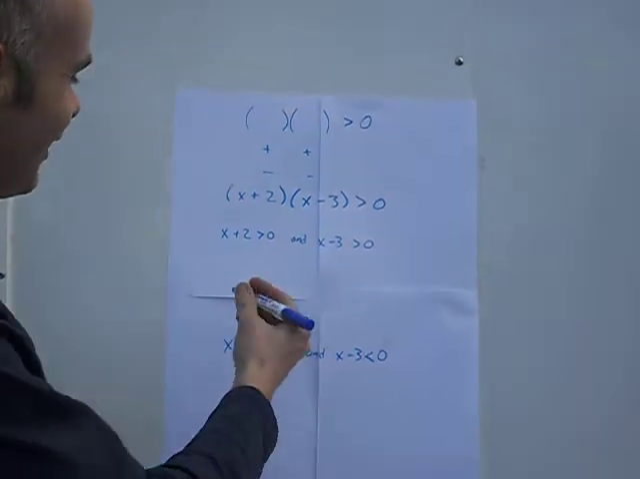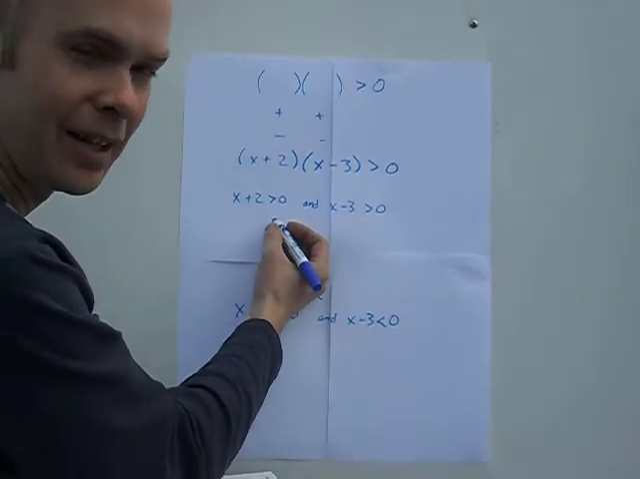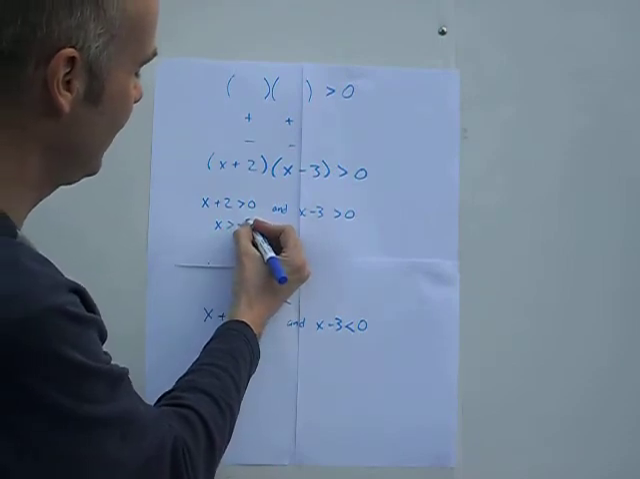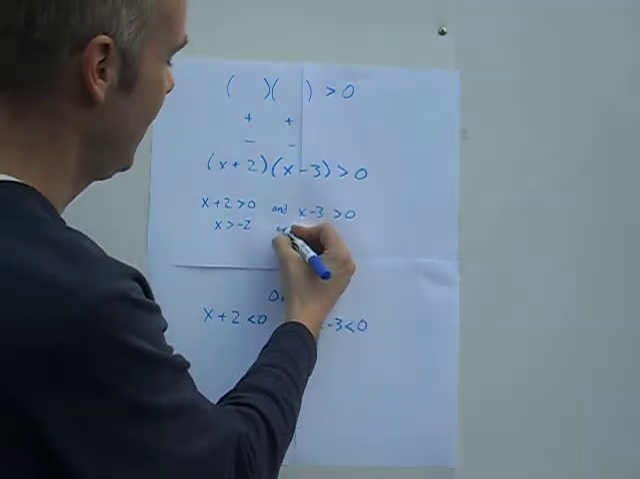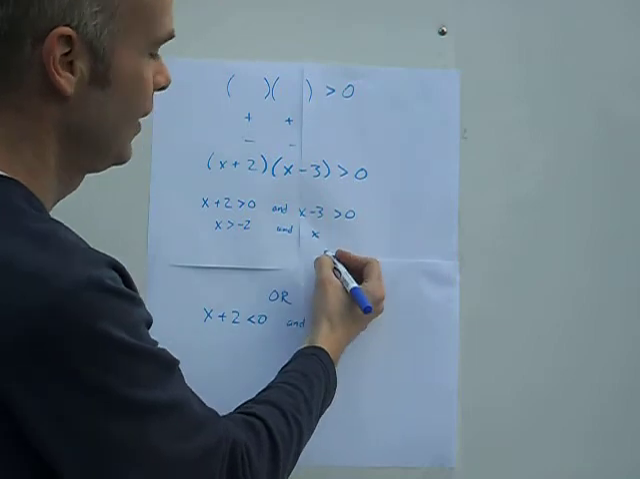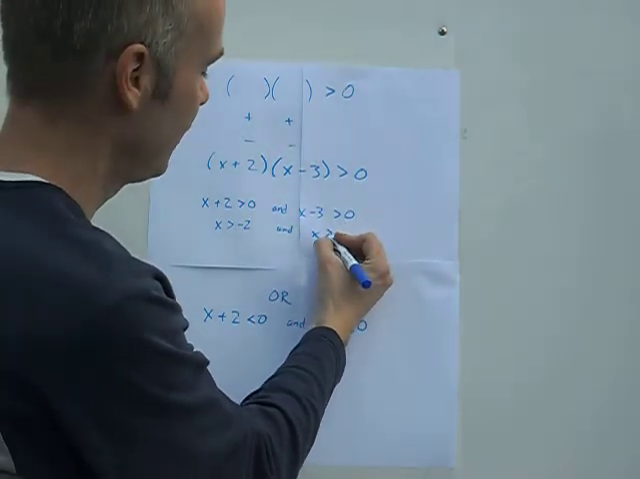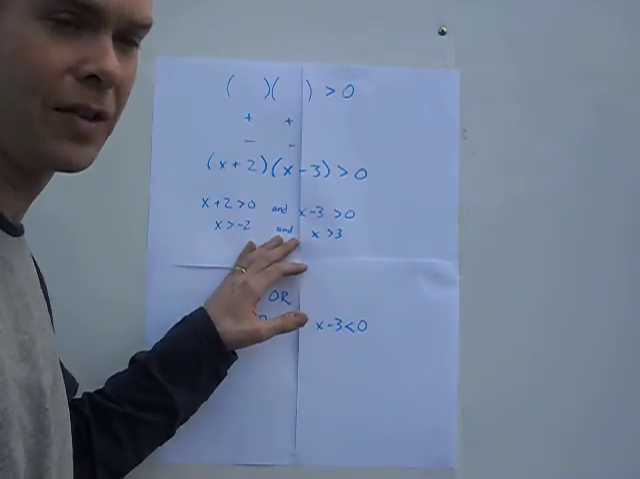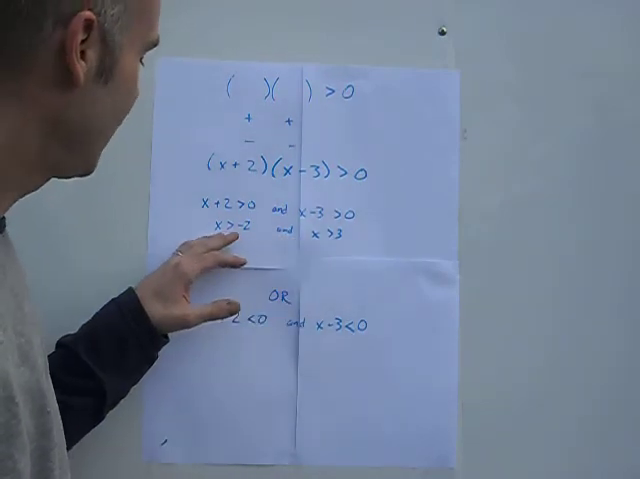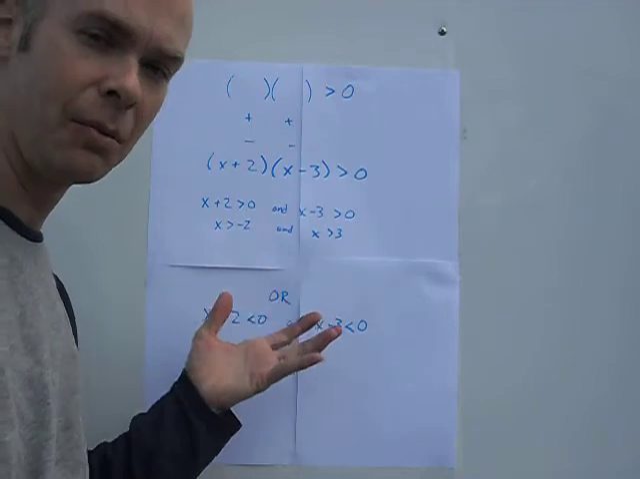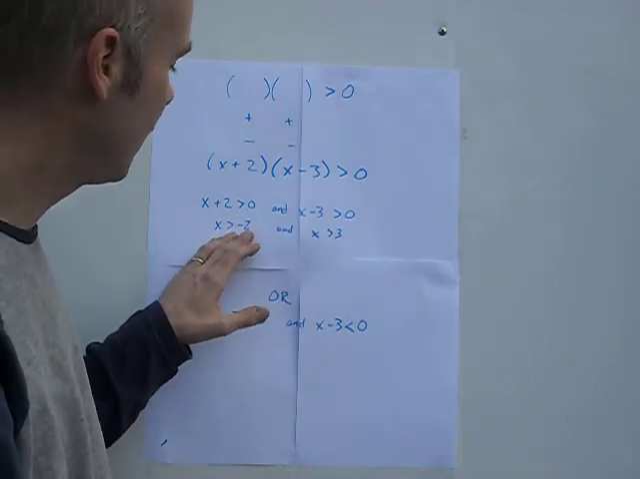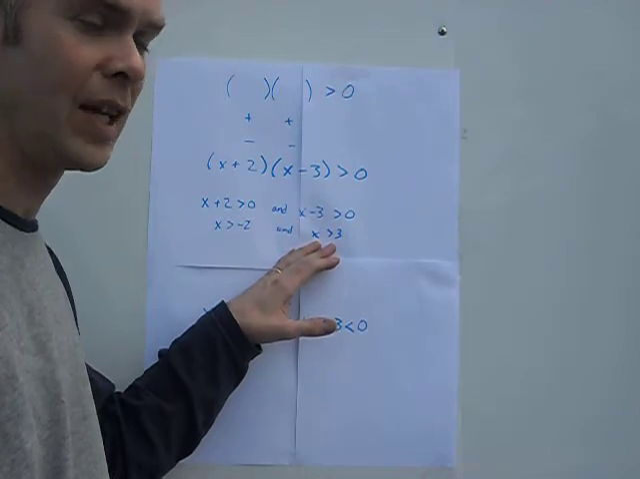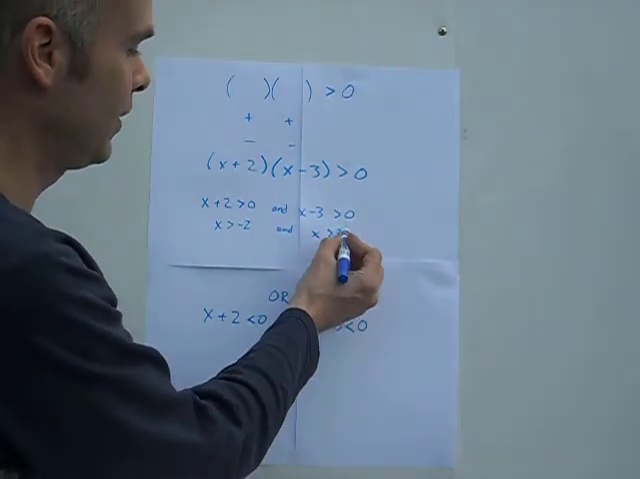That's okay. So we'll go ahead and add a negative 2 to both sides. So we get x is greater than negative 2, and then we add a 3 to both sides, x is greater than 3. We have to look at this carefully because this is an intersection, an "and", so we have to have things that are common to both of them. If x is greater than minus 2 and x is greater than 3, the only real numbers that satisfy both is when x is greater than 3.